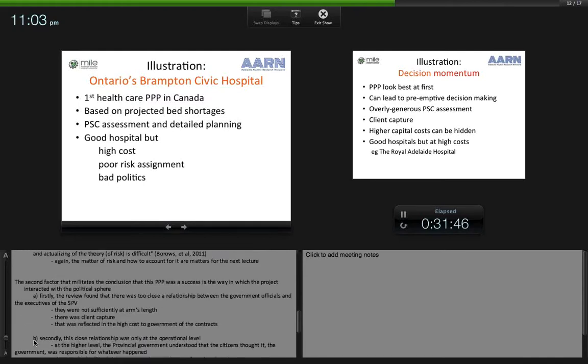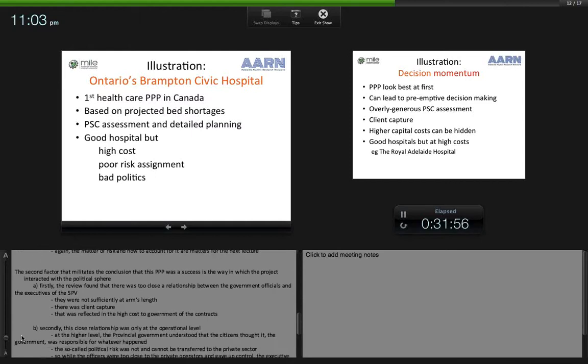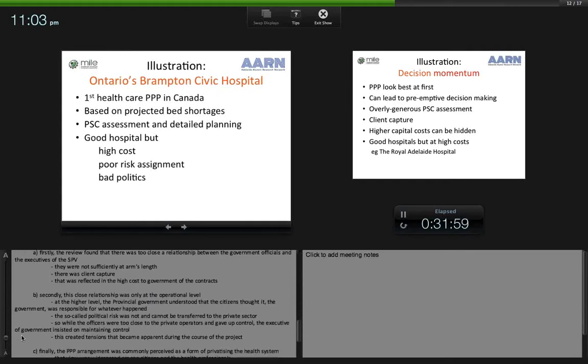The second factor that militates against the conclusion that this PPP was a success is the way in which the project interacted with the political sphere. Firstly, the review found that there was too close a relationship between the government officials and the executives of the SPV. They were not sufficiently at arm's length, and there was what is called client capture, where the government officials become too generous and too lenient with the SPV. And that was reflected in the high cost to the government of these contracts.